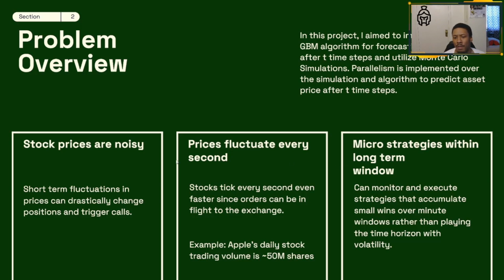So obviously, with any type of predicting asset prices, and mainly on this I focus on stocks, stock prices are very noisy. There's short-term fluctuations that can drastically trigger calls and change positions. The prices change every second, and there's opportunities within micro strategies within the long-term window.